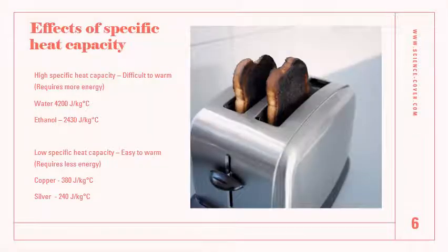A high specific heat capacity tells us a substance is difficult to warm, that it requires more energy to produce a 1 degree temperature rise. Examples of materials with high specific heat capacities are water and ethanol. Lower specific heat capacity substances are much easier to warm, so they require less energy to produce a 1 degree temperature rise. So copper and silver have got low specific heat capacities.